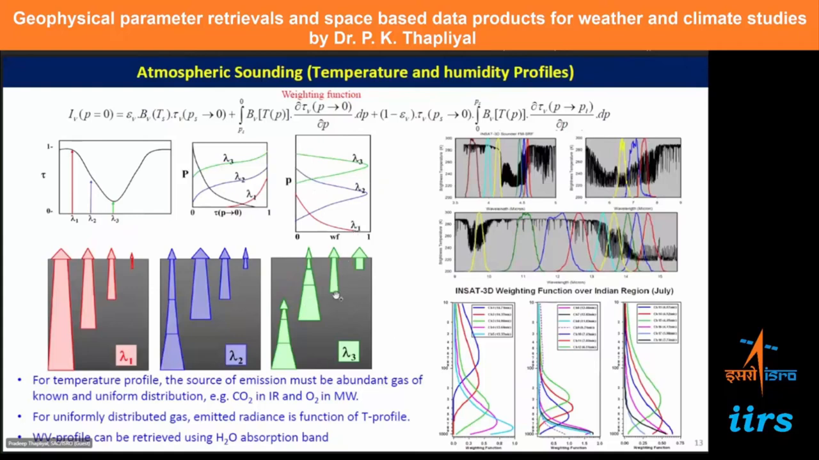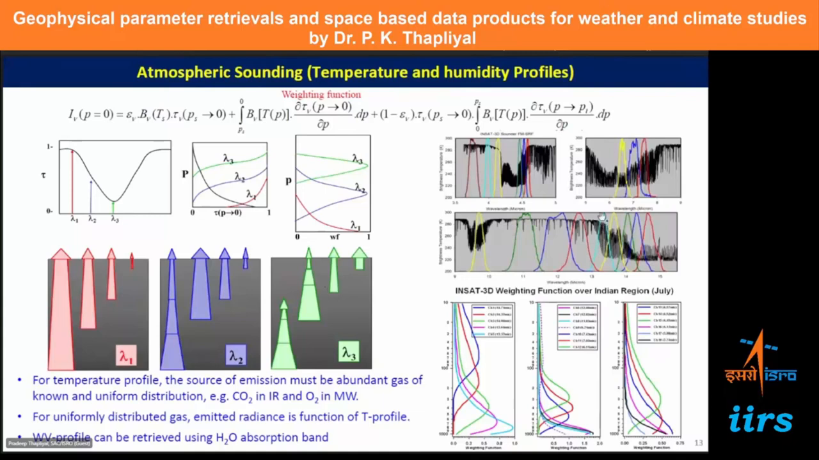Now, why I say that this will give temperature information is because the CO2 amount in the atmosphere is well known. In this equation, there are 2 variables. One is temperature, another is radiance or transmittance of the atmosphere. So if you know the transmittance of the atmosphere, that is, CO2 is a well-known gas and a well-mixed gas in the atmosphere, you know what the transmittance profile of the atmosphere is. So the only unknown quantity in that case will be temperature.